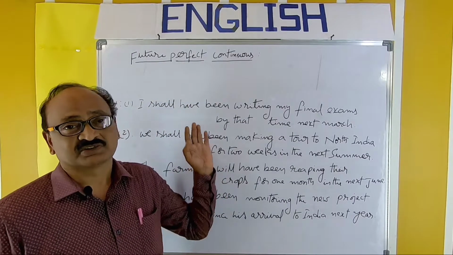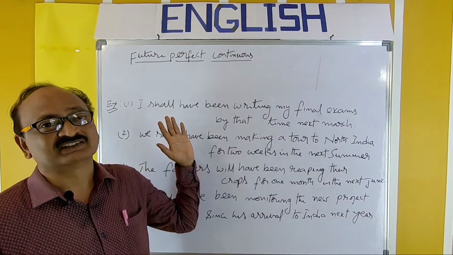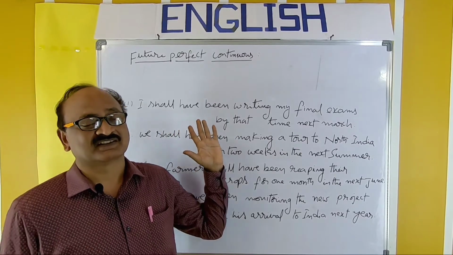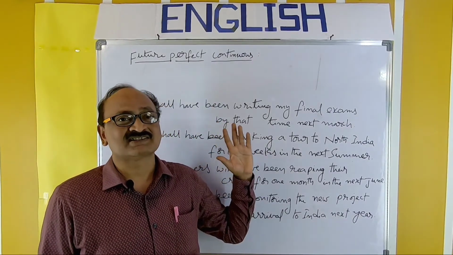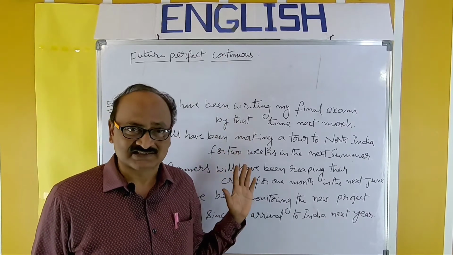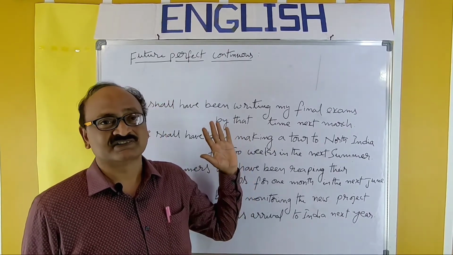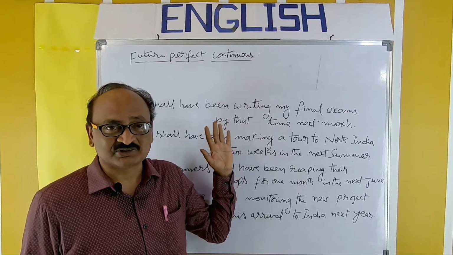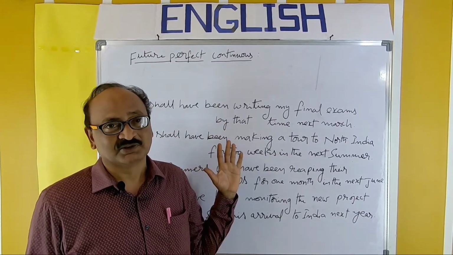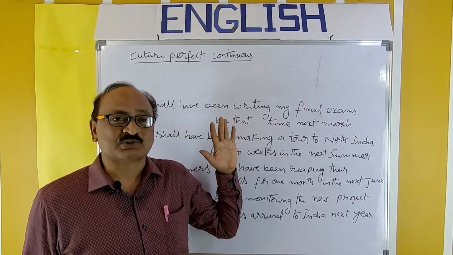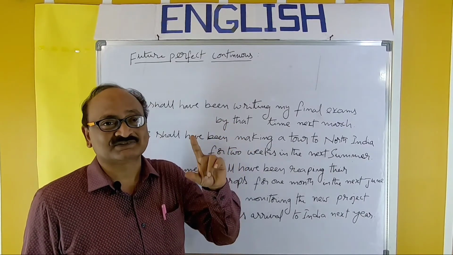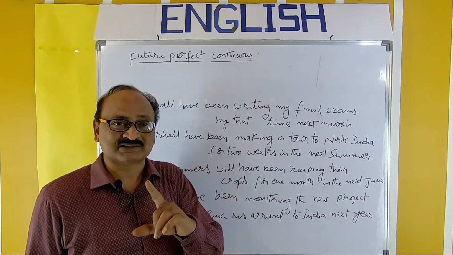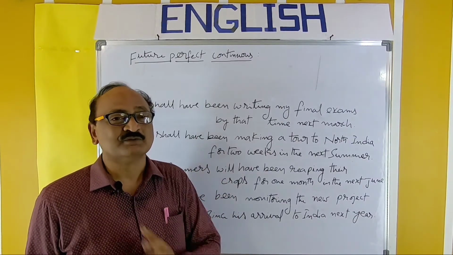So look at the use of future perfect continuous. This is a very rarely used tense. That is, only rare occasions are expressed in this tense. So future perfect continuous is used to talk about actions which will be in progress, which will be going on over a period of time, at some point of time, some period of time in the future.